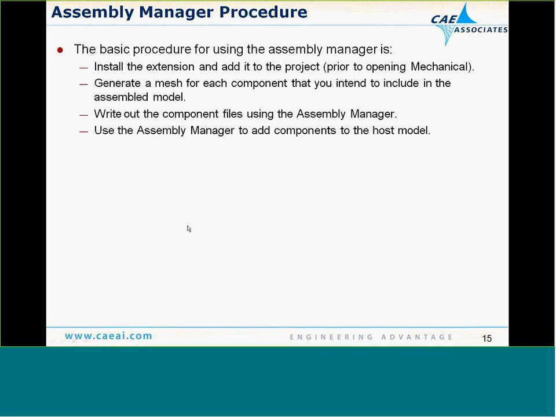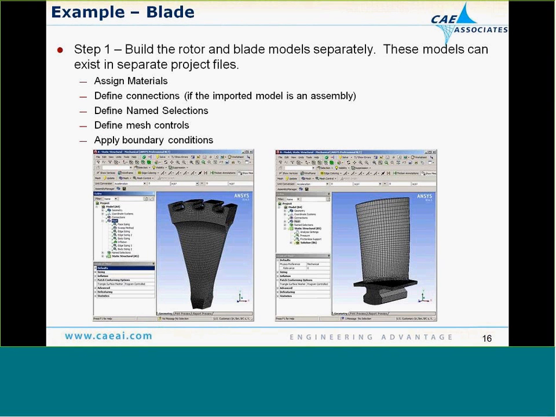Basic procedure: you first install the extension, you generate a mesh for the various components that you intend to assemble. You write out at the component level files that will be used by the assembly manager to basically read that geometry and its mesh into the assembly file. And the assembly manager interface is used to add the components in a couple of different ways. You can do this as patterns. You can do it as multiple assemblies, kind of similar to what we did with the external model utility.